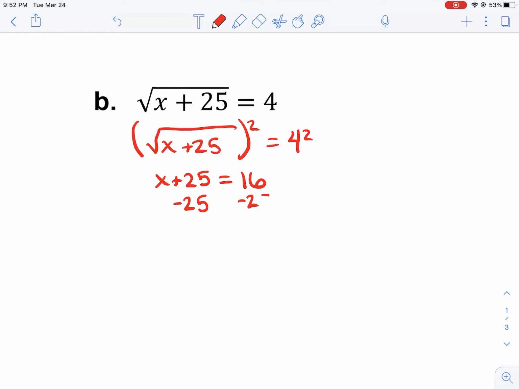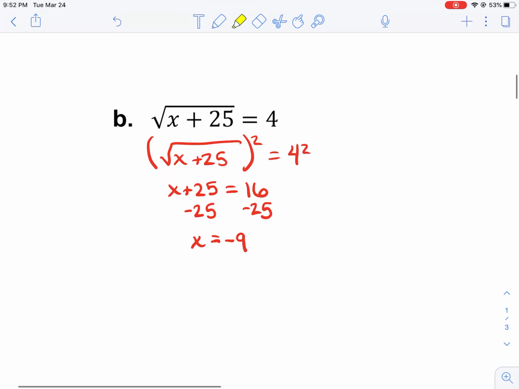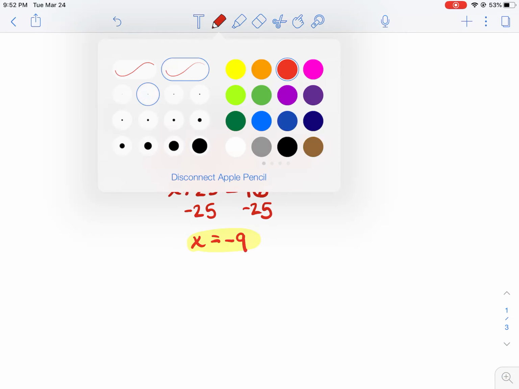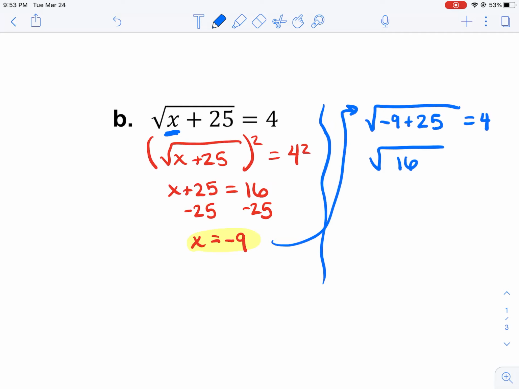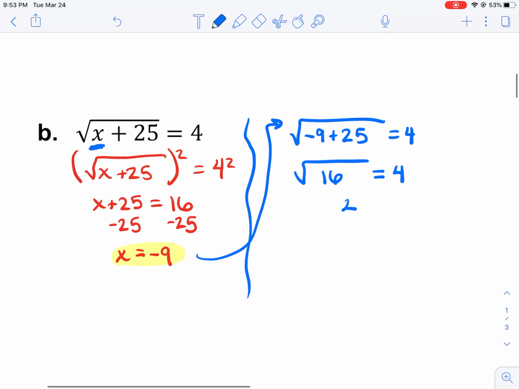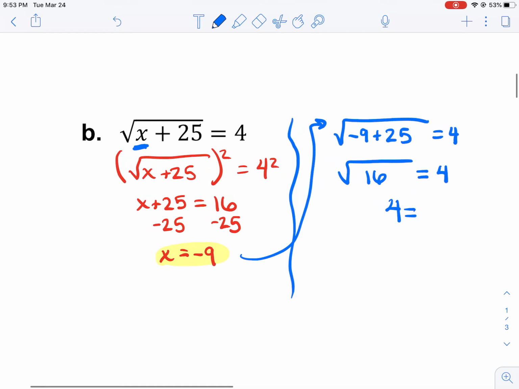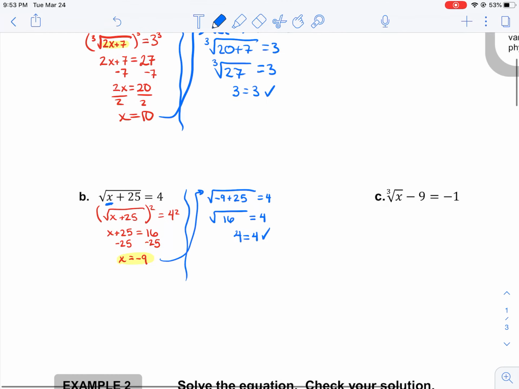Subtract 25 from both sides. It's been a long day, so let me type it in. 16 minus 25, negative 9. So you get x equals negative 9. All right, let's make sure that this is true. Again, we've got to check our answer. So you're going to plug x equals negative 9 into your original equation. So we have the square root of negative 9 plus 25 equals 4. 25 minus 9 is 16. If you take the square root of 16, you get 4 equals 4. That works, so that is true, okay?